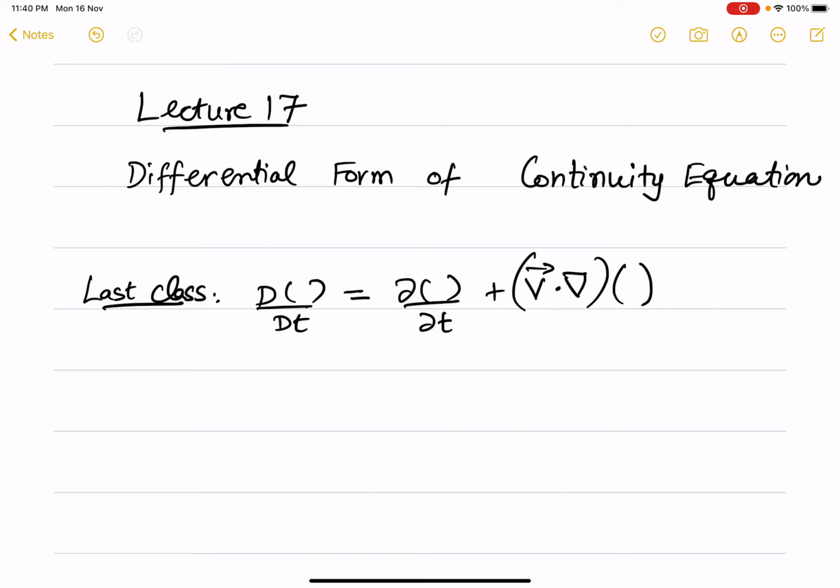Welcome to this class on fluid mechanics. In today's class, we will be studying the differential form of the continuity or the mass balance equation.